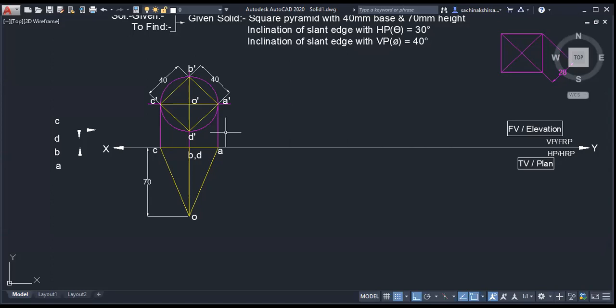So up to this, have you completed? Yes, sir. Okay. Now our aim is to give inclination. So now just read the problem statement.